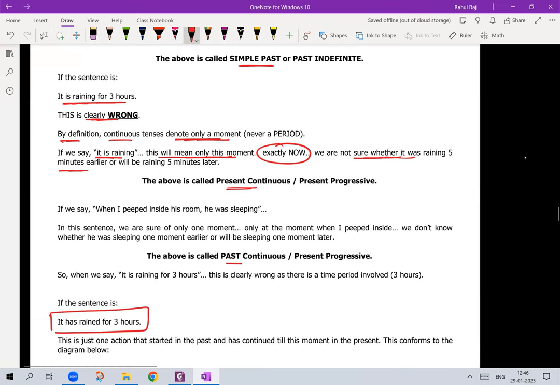And what is past continuous? If we say, when I peeped inside his room, he was sleeping. Now, in this sentence, we are sure about only one moment. The ING form denotes one moment. Be very sure about it. We are sure only about the moment when I peeped inside his room. We don't know whether he was sleeping one moment earlier or will be sleeping one moment later. So this is called past continuous. And when I say it is raining, this is called present continuous. That's it.